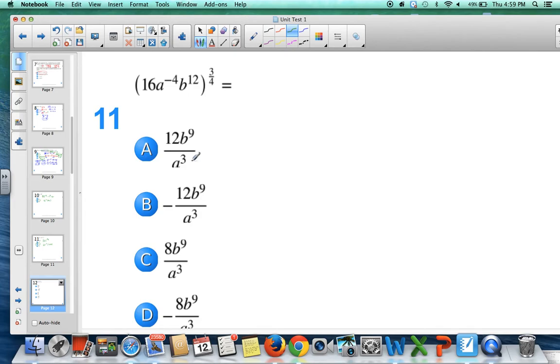Let's look at this one. What I did with this one is I said basically there's an exponent of 1 here. Each exponent is multiplied by 3/4 power. So 16 to the 3/4 times b to the negative 4 times 3/4.